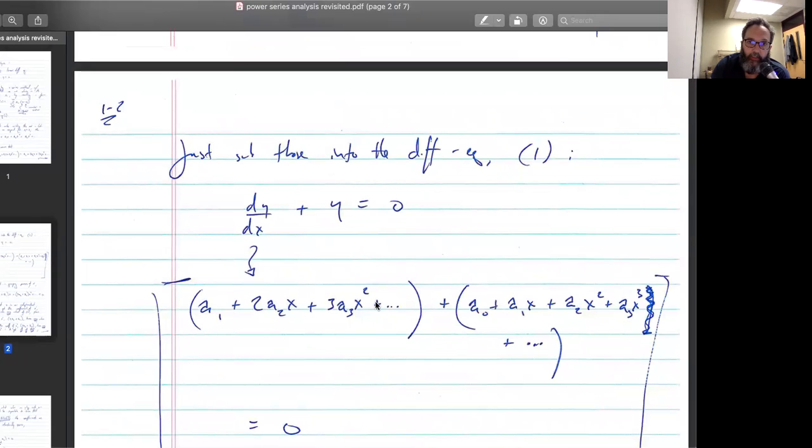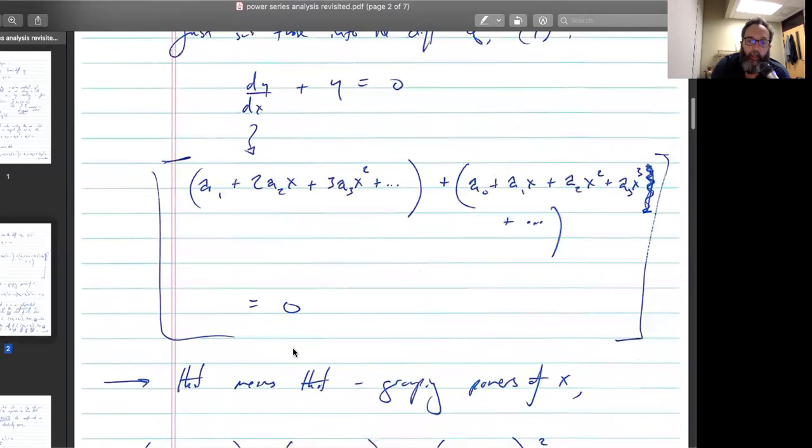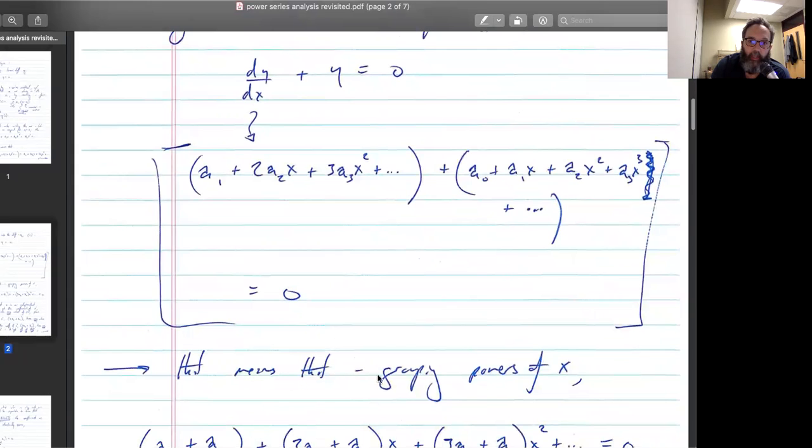This is my dy/dx, plus this is my original y of x function. All of that is equal to 0. Now what I'm going to do is group terms that have the same power of x. So this thing has no power of x. This thing is linear in x. And this thing is linear in x. This thing has no power of x. This thing is quadratic in x. This thing is quadratic in x. I would have terms here that have an x to the third. I'd have terms here that have an x to the third. I'm just going to take stuff that has the same power of x and group it together.